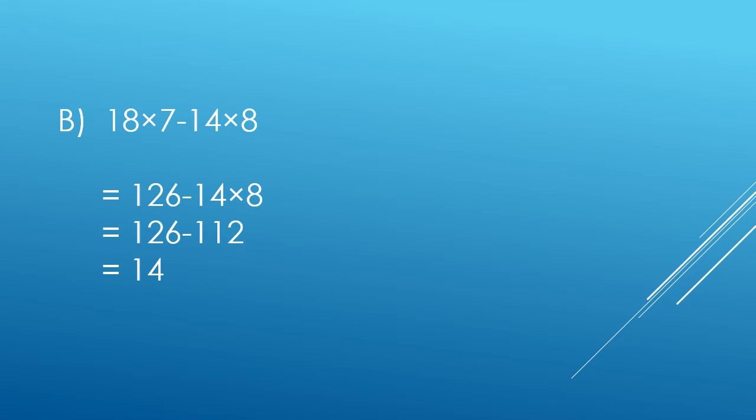Now we are having 14 multiplied by 8. Now in the next step we will solve 14 multiplied by 8. So 126 minus 14 multiplied by 8, or you can say 14 times 8 is 112. So after subtracting 126 and 112, we get 14, which is our answer.